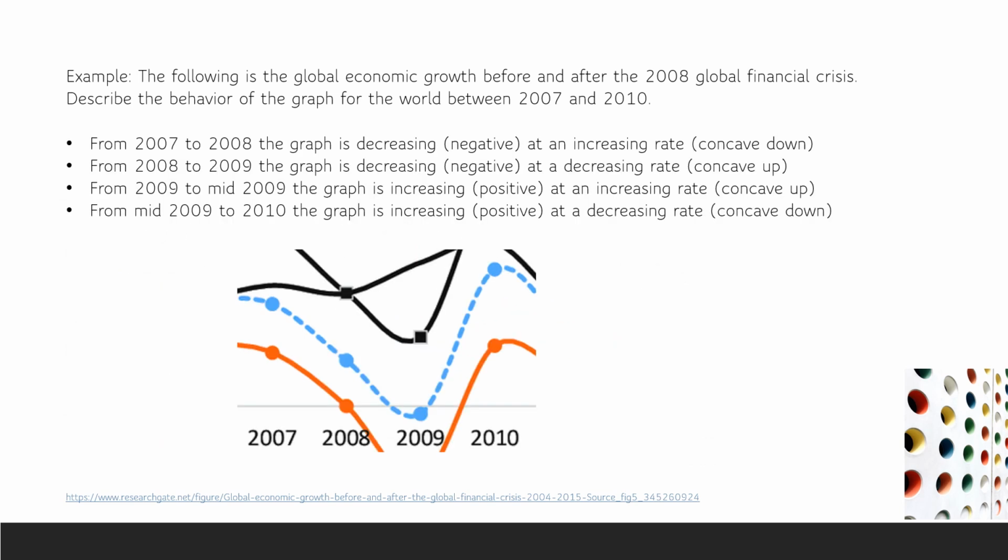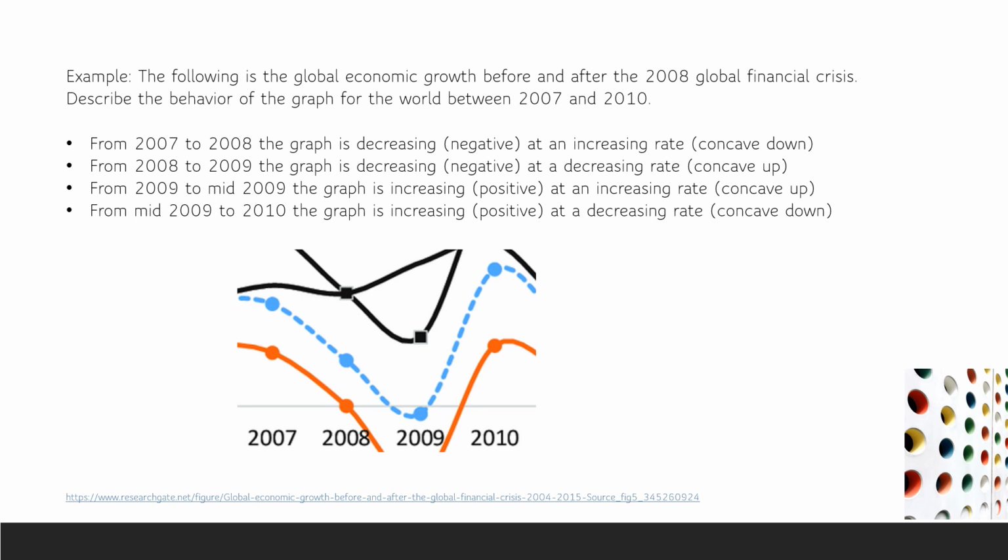Let's narrow down. We're trying to get a bit of an idea with this, but from 2007 to 2008, you can see that it's decreasing, negative, and the rate is increasing, concave down. And then from 2008 to 2009, it's still decreasing, but the rate is decreasing as well. So it's starting to slow down a bit for that second section before it becomes stationary at 2009 and then starts to increase again.